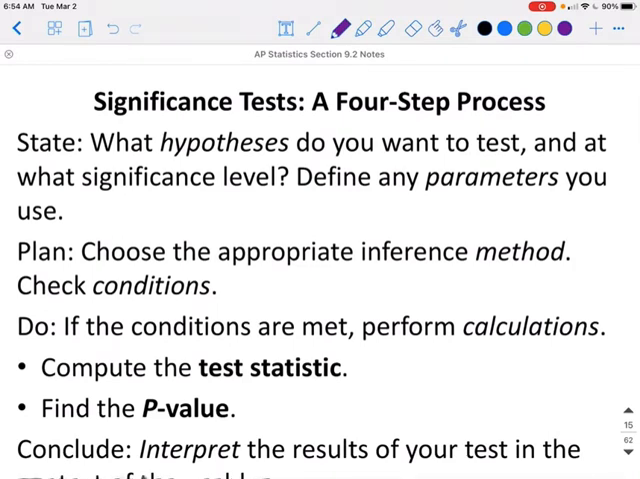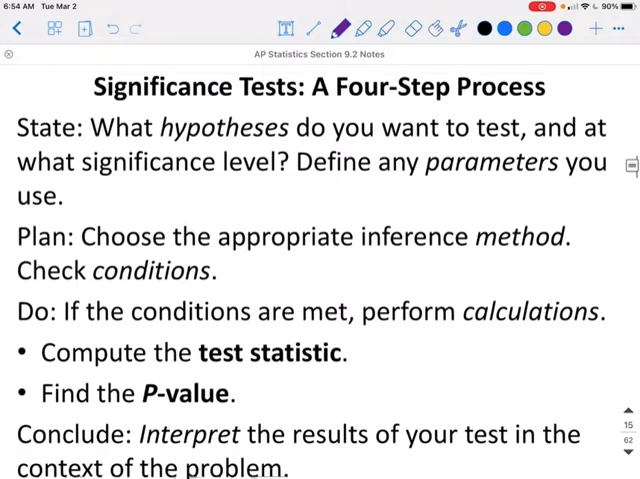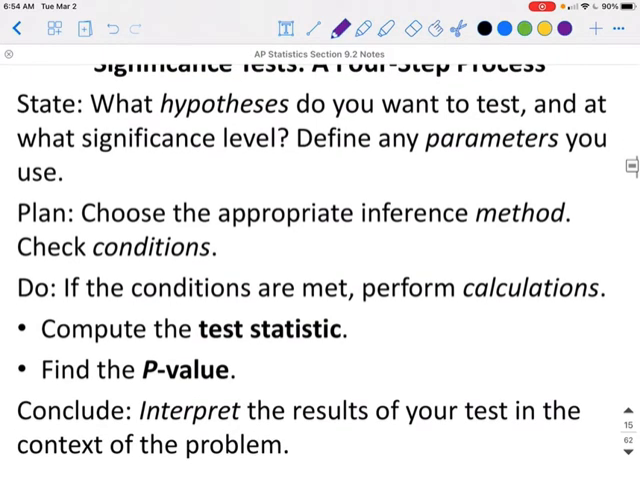So if we need to do a significance test as a 4-step process, remember the first thing is going to be your State. What hypothesis do you want to test and at what significance level? And define any parameters that you are going to use. All of those things need to be in your State.